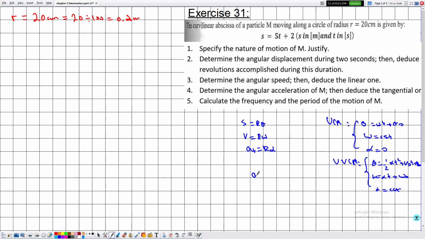Moreover, the normal acceleration is given by v square over r, and in the Frenet basis, the magnitude of the acceleration is given by the square root of an square plus at square. Okay, so these are all the possible equations that we might use in this exercise. Number 1, they are telling me to specify the type of motion.